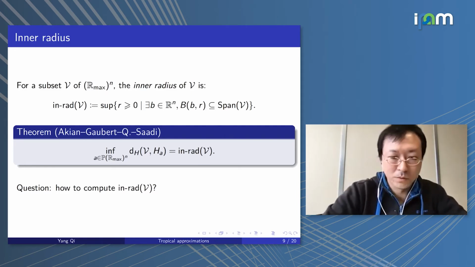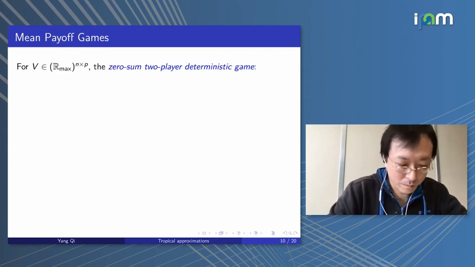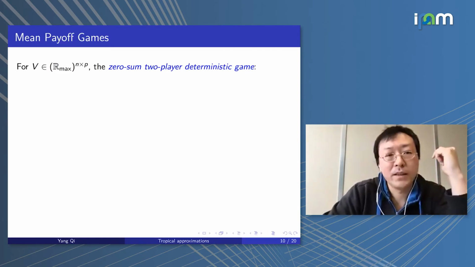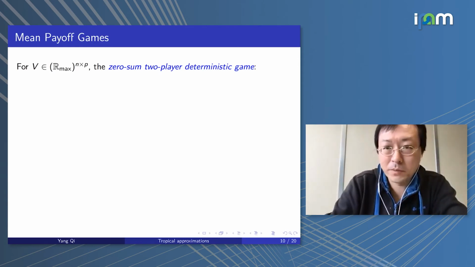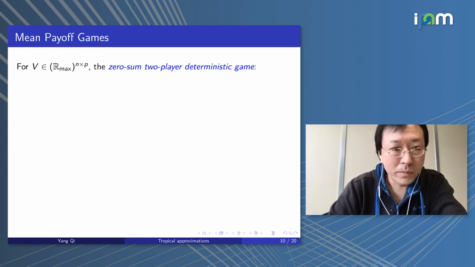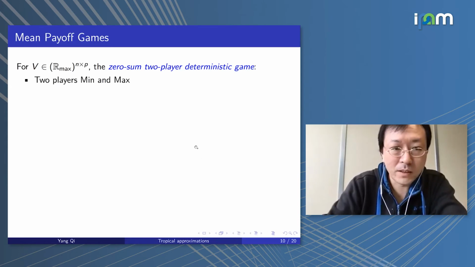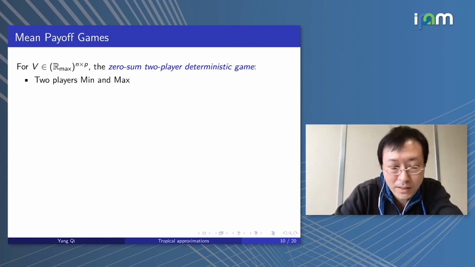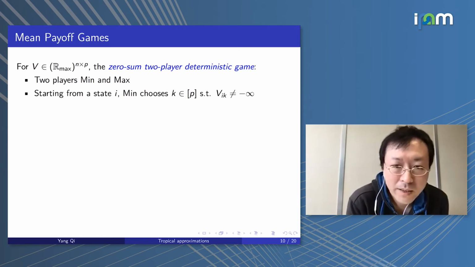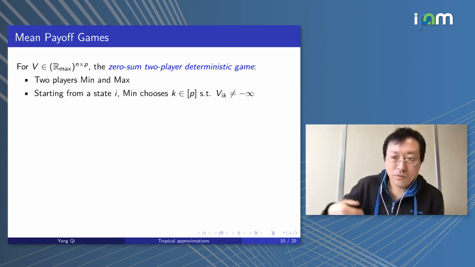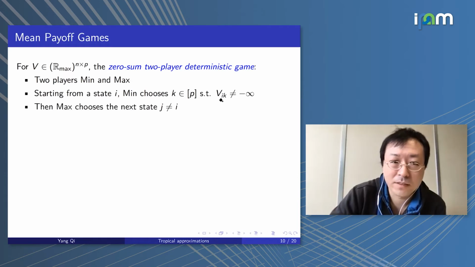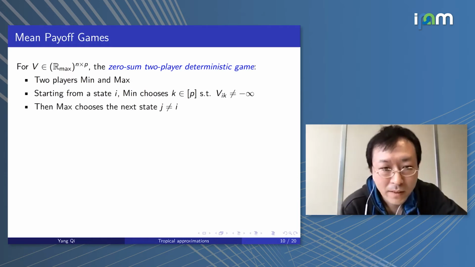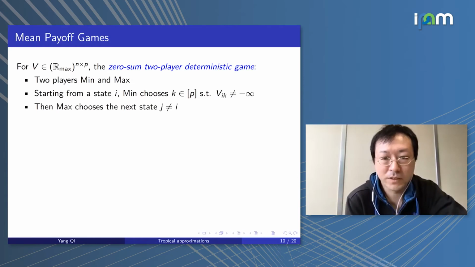Okay, now the problem is how to compute the inner radius. So we will use some tools from game theory. Let's recall what a zero-sum two-player deterministic game is. Given a tropical matrix V, we have two players, player Min and player Max. Starting from state I, player Min goes first. He will choose a state K such that VIK is finite. And then it's the turn for player Max to play, and he will choose the next state, which is different from I.